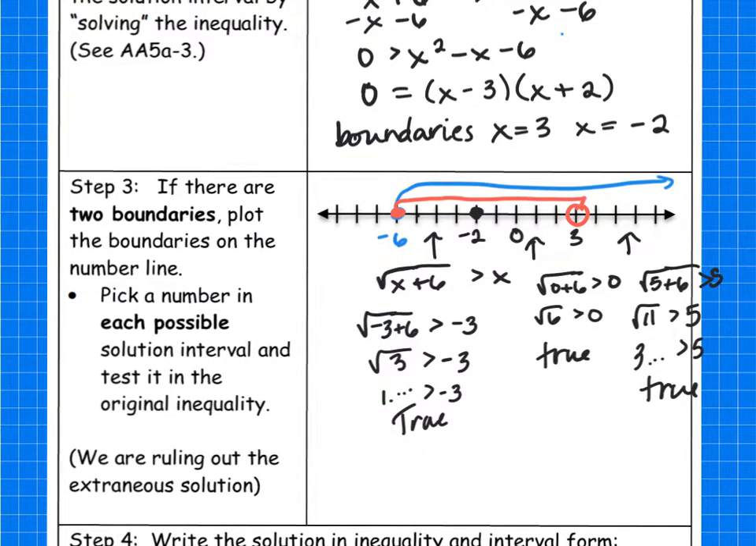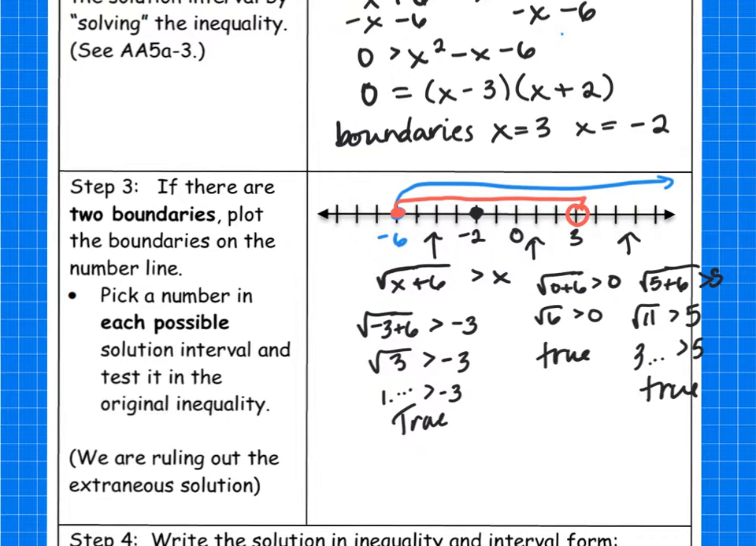Oh, wait, what am I thinking? No, my apologies. 3 would be greater than 3, which is not true. If it was greater than or equal to, it would be fine. But if I put -6 in, then I have 0 is greater than -6, which is true. So this one can be a closed circle.